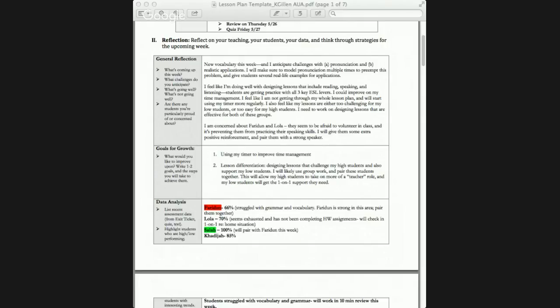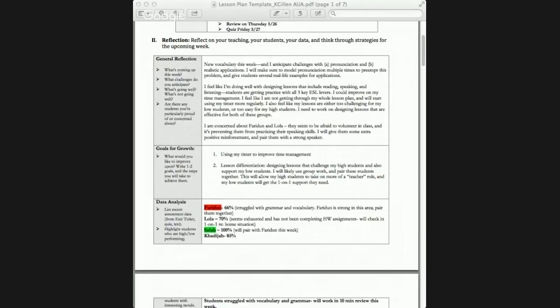In this box, if there are any students that you're concerned about, here I'm concerned about 2 students, Faridun and Lola. They seem afraid to volunteer in class, and it's preventing them from practicing their speaking skills. So I'm going to try to give them some extra positive reinforcement and pair them with a strong speaker in group work to build confidence. It's just a great way to think through those things, because in the moment when you're teaching, it's hard to do that.